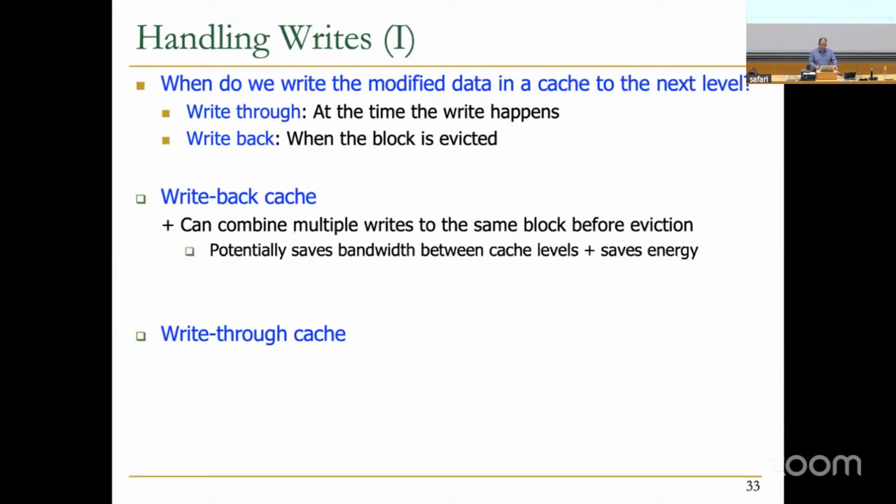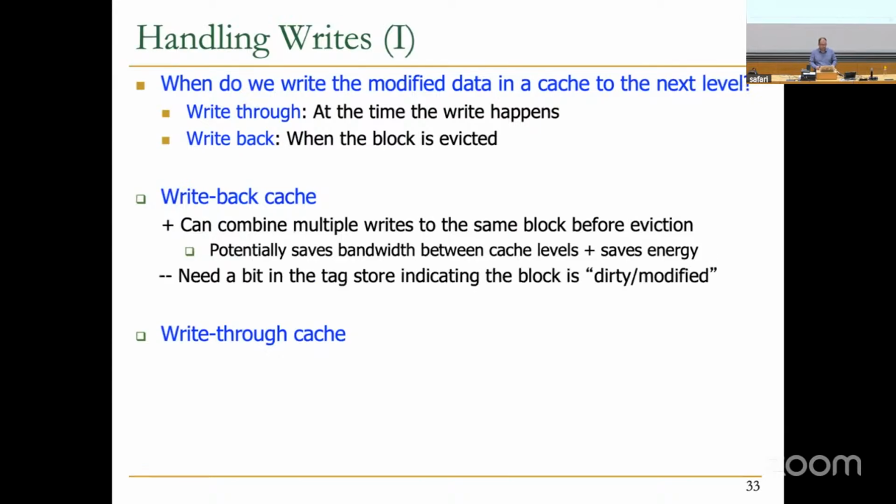So let's see some pros and cons of these two techniques. In a write back cache, we can combine multiple writes to the same block before eviction, which is really good, right? You are not sending every write to the lower level, and that can potentially save a lot of bandwidth between cache levels, and it can also save energy. You filter a lot of writes in your L1 cache, and you don't send many of them to L2, and then you don't send many of them to L3, and so on. But you need a bit in the tag store that indicates the block is dirty or modified for a write back cache.